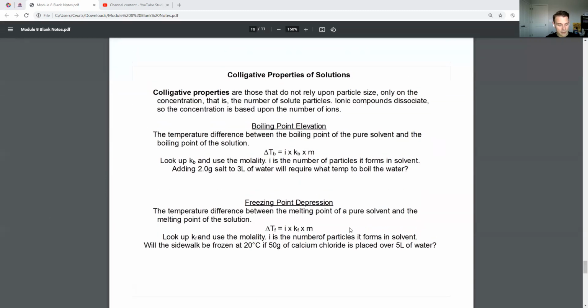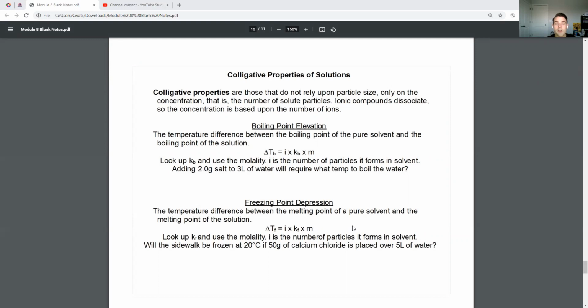Now, the last thing here is colligative properties. I used to do the calculations, but we're not going to do the calculations. We're only going to talk about what colligative properties are. Colligative properties are properties that do not rely upon the particle size, only on the concentration, that is the number of solute particles. Ionic compounds dissociate, so the concentration is based on the number of ions. The two colligative properties we're going to look at are boiling point elevation and freezing point depression.